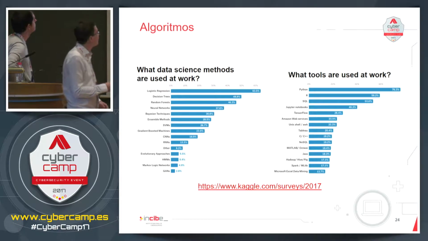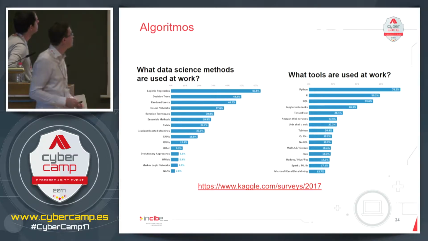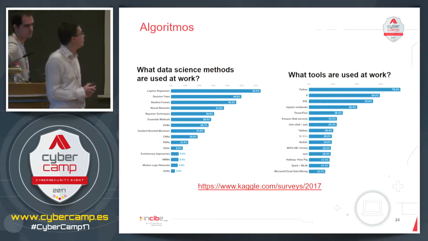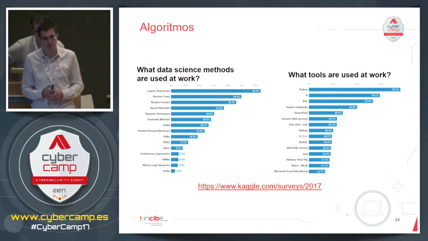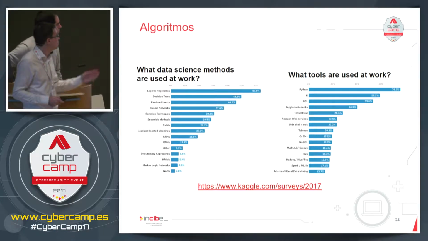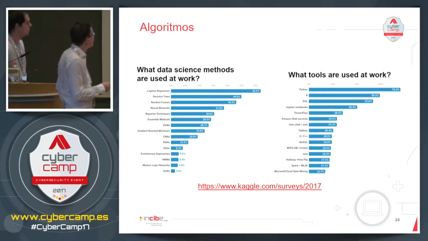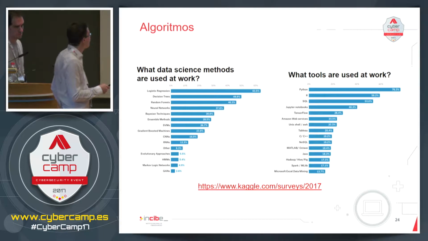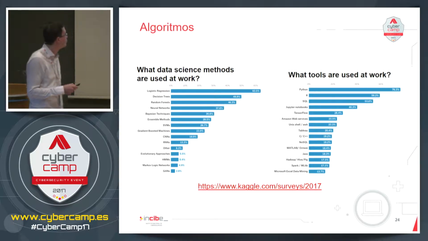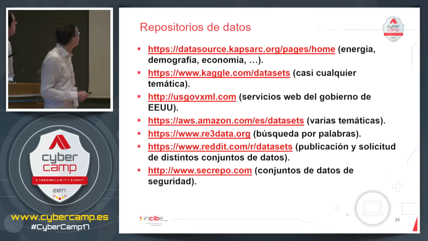And as for programming languages, the one that's most used is Python, followed by R, which is used by mathematicians and statisticians. Then we've got others, such as Jupyter Notebooks or e-learning frames.